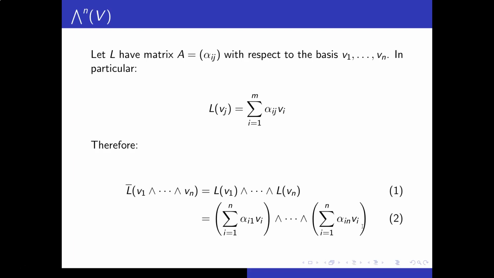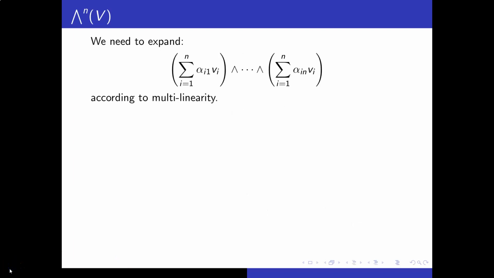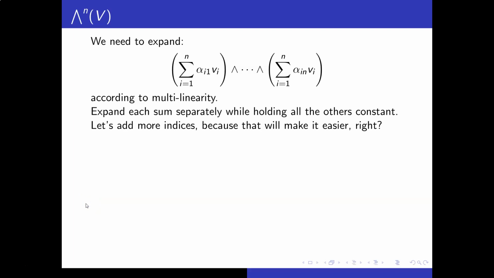Now, I've got a multilinear thing. I've got sums in each one of the components. I'm going to need to expand that. So to expand that, I need to expand each sum at a time while I hold the rest of them constant. All right, that shouldn't be too hard. But just to keep things straight, we're going to throw in some more indices. That should help keep things clear. I know it won't, but trust me.